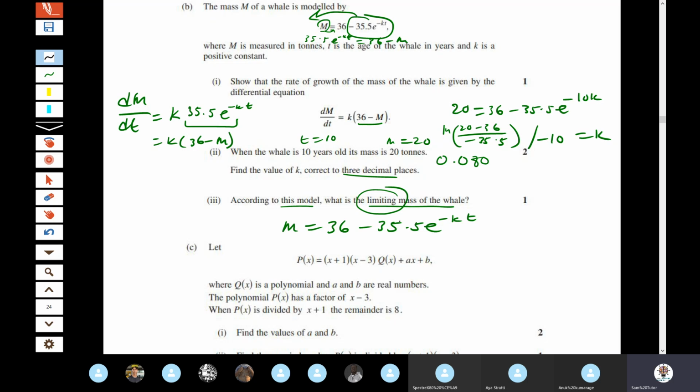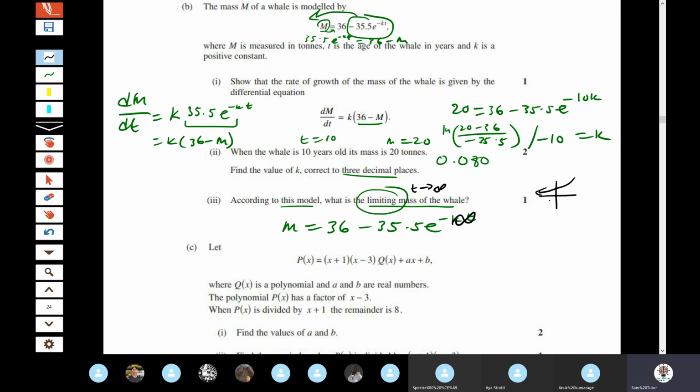The second way would have also been limiting. What's the maximum limit for time? Infinity. So time approaches infinity. Let's see what the maximum mass will be. So when time is infinity, infinity times k is still infinity. Negative times infinity would become negative infinity. e to the negative infinity. What's e to the negative infinity?